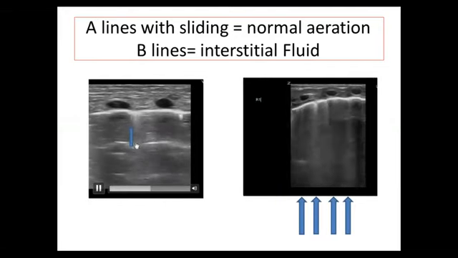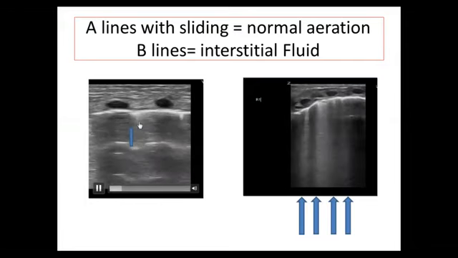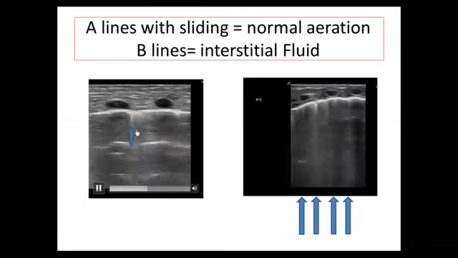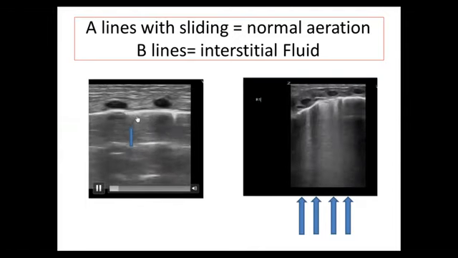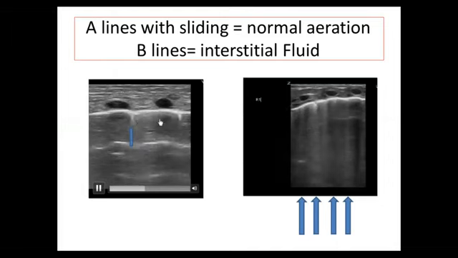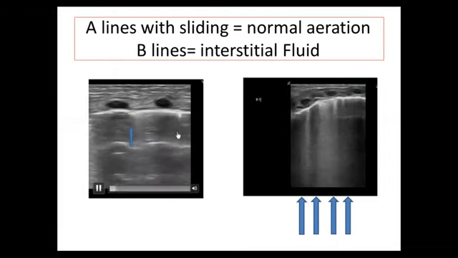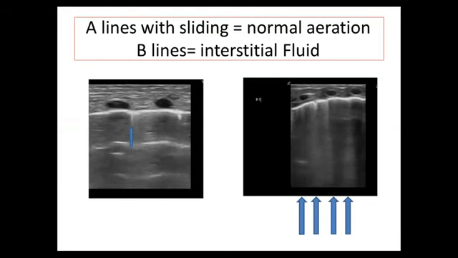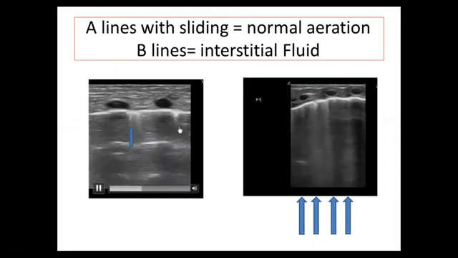And you have here an A line and another A line, which is just a mirror image of the pleura, and you have small longitudinal B line artifacts, which are moving back and forth, reflecting sliding of the visceral against the parietal pleura. So that's a normal lung. So B lines are really minimal compared to here.